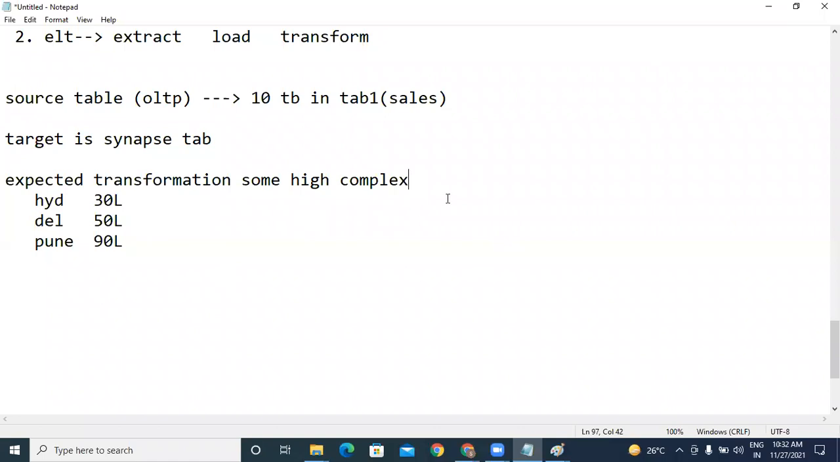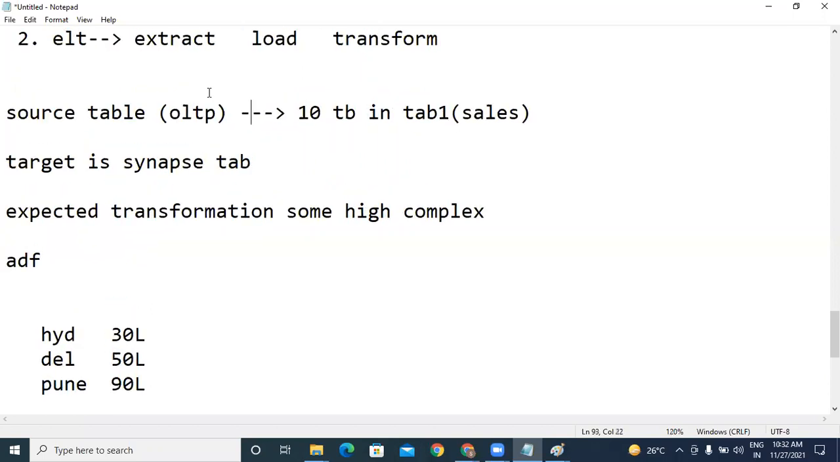Now, what is the general process? I want to use ADF. I want to extract data from OLTP, perform some highly complex transformation, and load into Synapse.